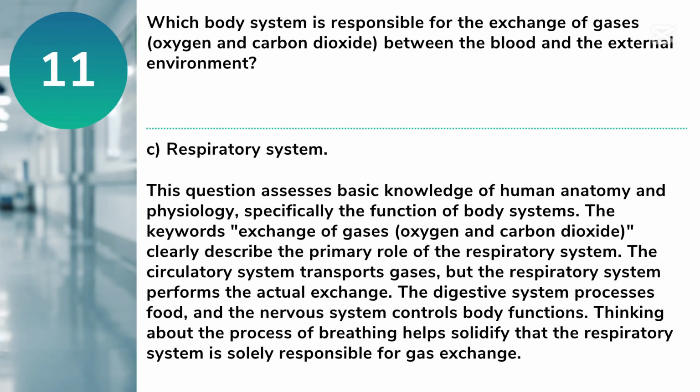Answer: C. Respiratory system. This question assesses basic knowledge of human anatomy and physiology, specifically the function of body systems. The keywords exchange of gases, oxygen and carbon dioxide clearly describe the primary role of the respiratory system. The circulatory system transports gases, but the respiratory system performs the actual exchange. The digestive system processes food, and the nervous system controls body functions. Thinking about the process of breathing helps solidify that the respiratory system is solely responsible for gas exchange.